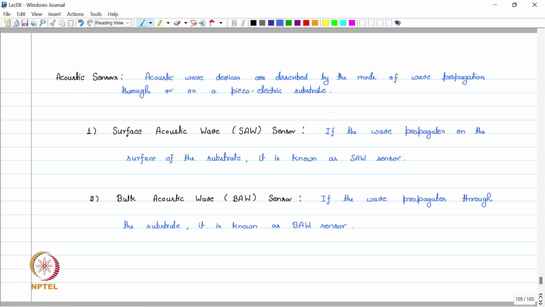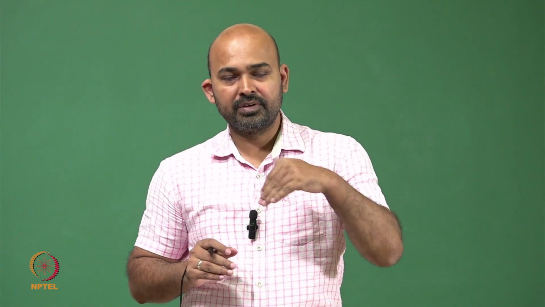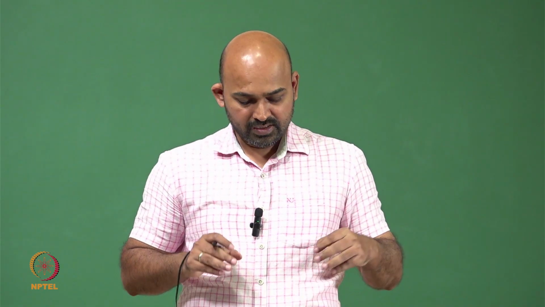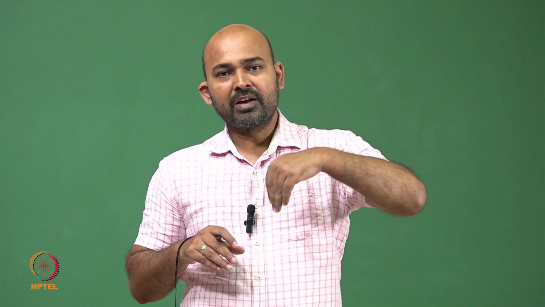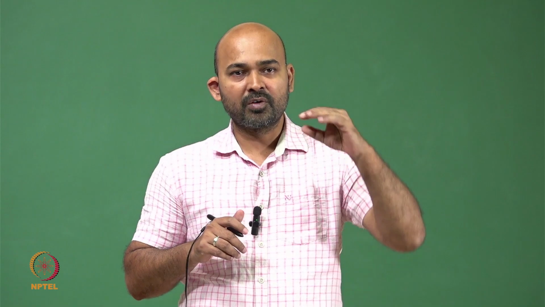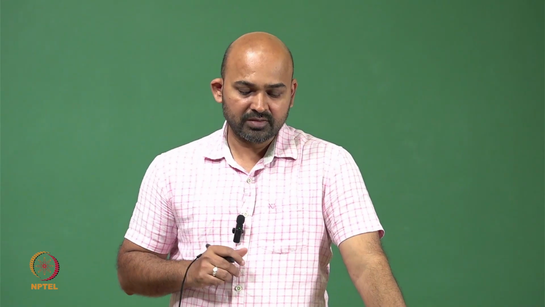So we have two types of acoustic sensors. One is SAW sensor, where the wave travels on the top of the substrate, it does not go beneath the material. And the second is BAW sensor, where this wave actually travels into the substrate from one end to the other. So let's discuss SAW sensor first.